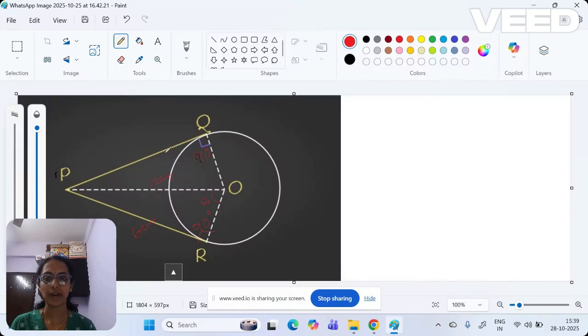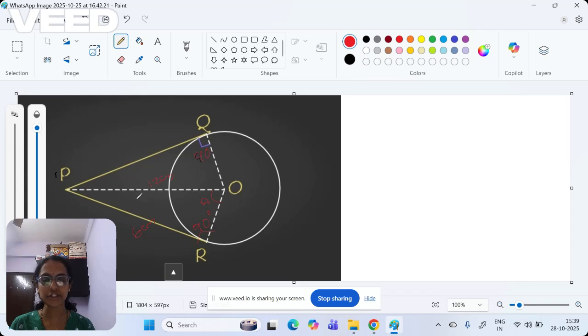In the figure, we need to find out all the sides and angles of the triangles, that is PQO and POR. Now here if you see, PQ and PR are the two tangents of the circle. Now, what is a tangent?